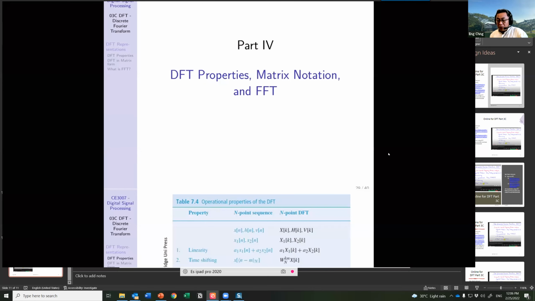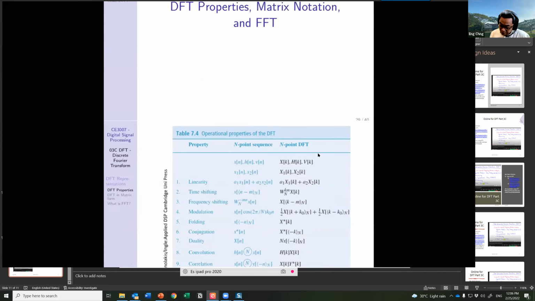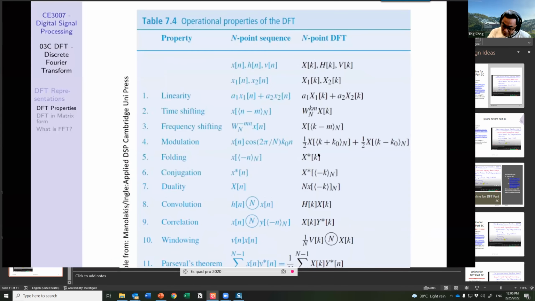Now, in all the Fourier transforms, after you learn what is the meaning of Fourier transform, we are always asking you the properties, all right? So the property that we are interested in first is linearity.